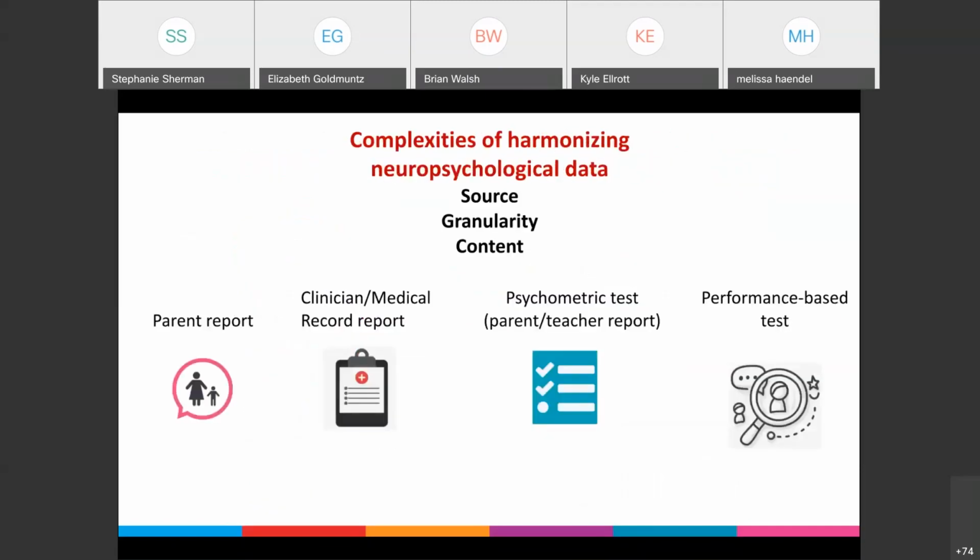And now I'm going to dig into many of the things that we've just talked about with respect to what Betsy was talking about with the congenital heart defects and how they binned their data and also kept the granularity. So for any phenotype, I would say that the source of the data, the granularity, and the content of the data differ by each study.